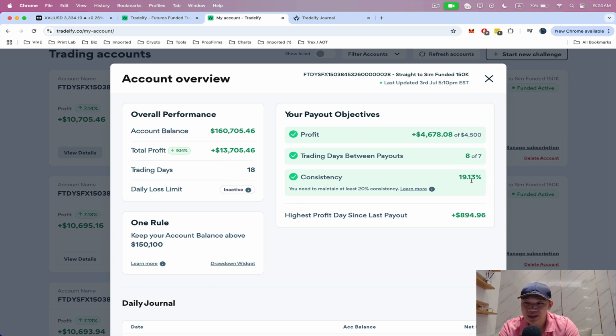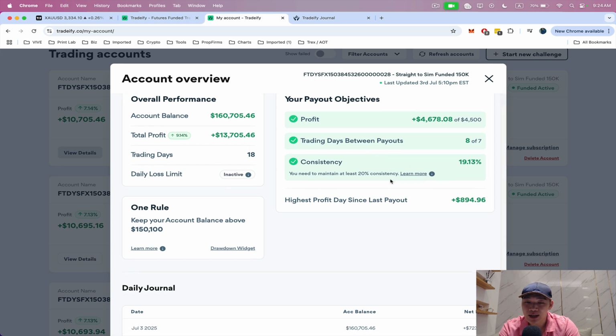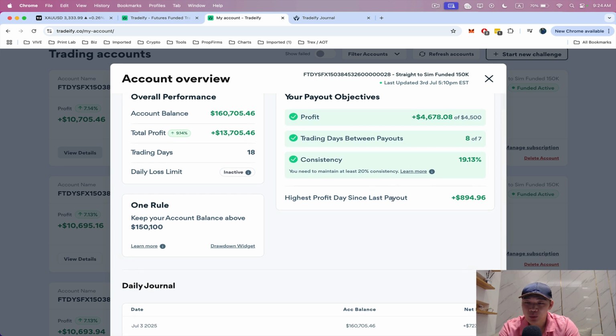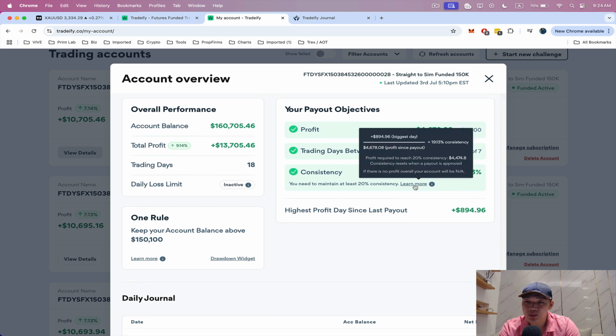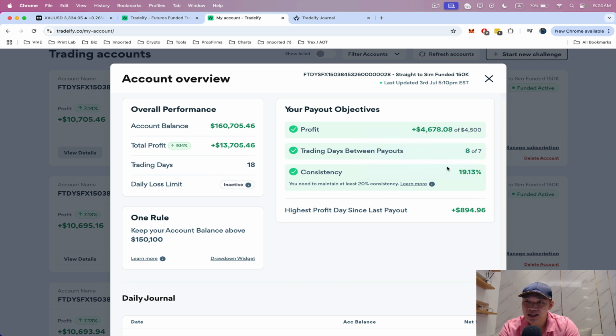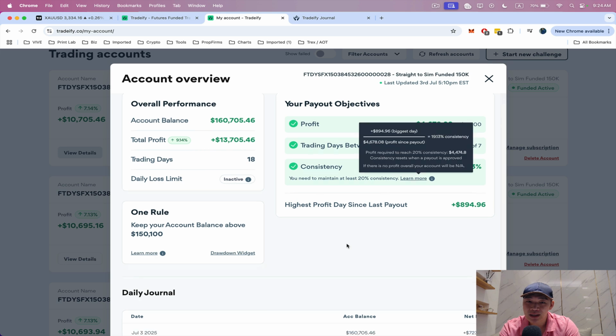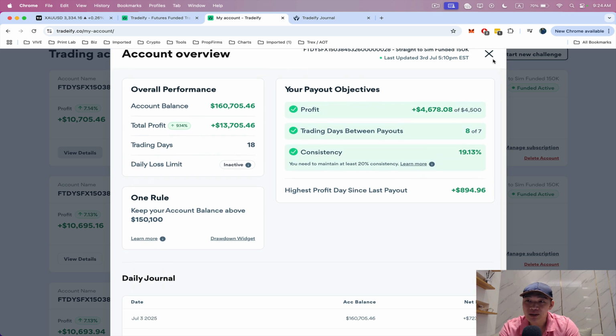Consistency rule 20%, so I'm below that. Now I am ready for another withdrawal. So if you click on learn more, you can see what the consistency rule means and how to calculate this, and also it shows you the amount you have to reach to get under 20%, which is really nice. All right, so now I'm ready for withdrawal.